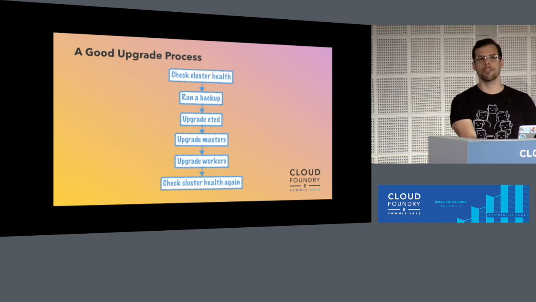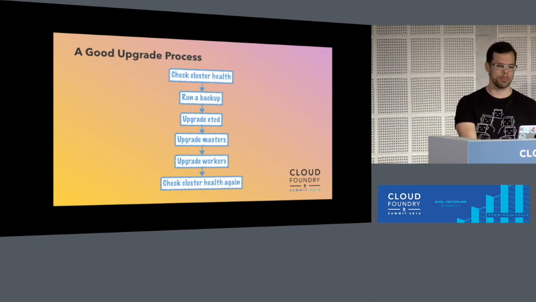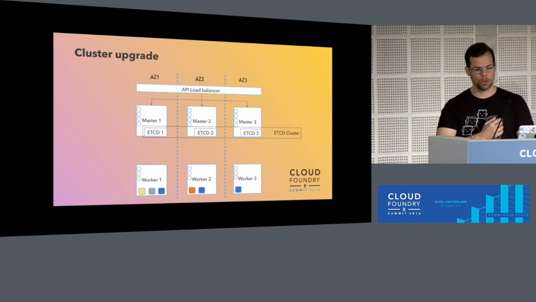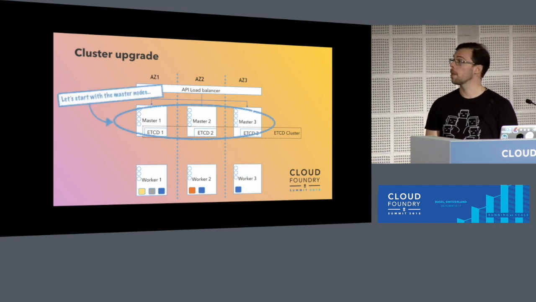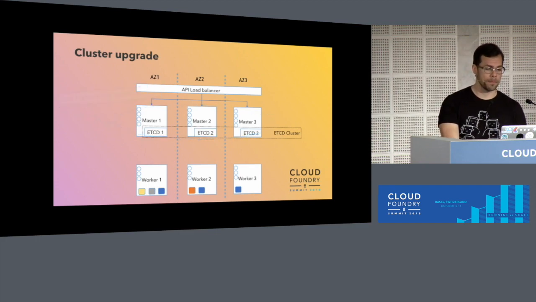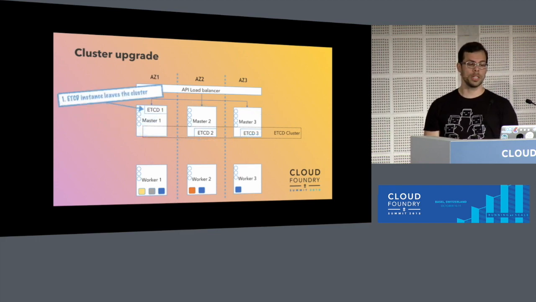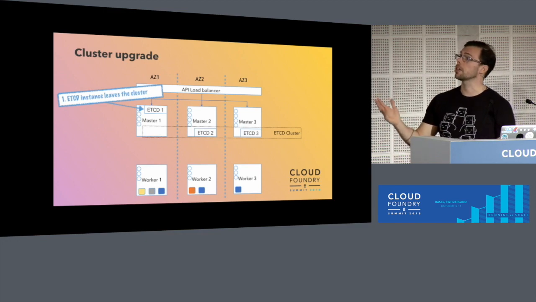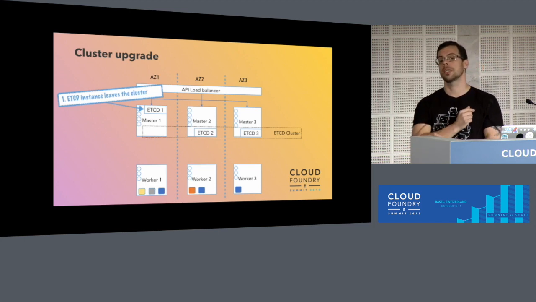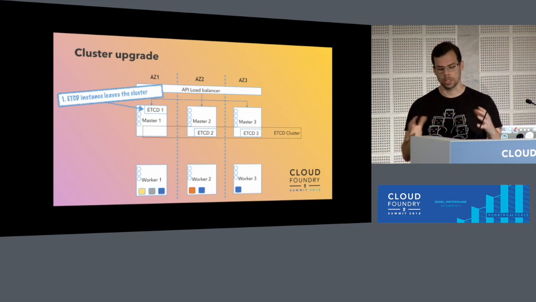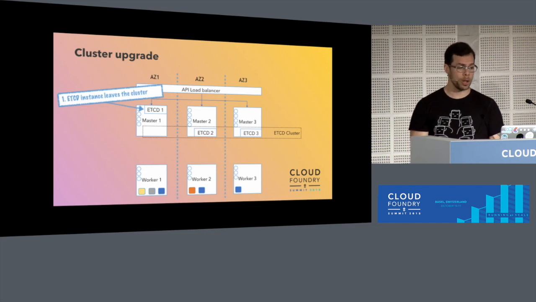So how does CFCR do the cluster upgrade? We start with the master nodes. The first thing that happens is that the etcd instance will leave the cluster. We do that so the etcd cluster is aware that that instance is not part of the cluster anymore, so you can maintain the cluster consistency.